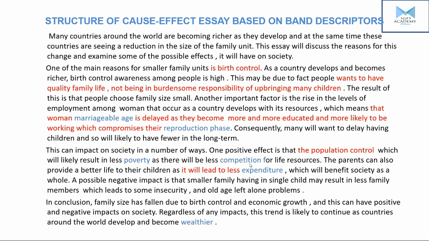Then comes coherence and cohesion, whether the ideas have been arranged logically. In the first paragraph there is quality family life, and why is it quality family life? Because the responsibility is less. So one idea flows from the previous idea. Also, you can see that marriageable age is delayed. Why? Because of more education, women are getting employed, and as a result the reproductive time is curtailed. So this shows that one idea flows from the previous idea, so there is proper coherence and cohesion.